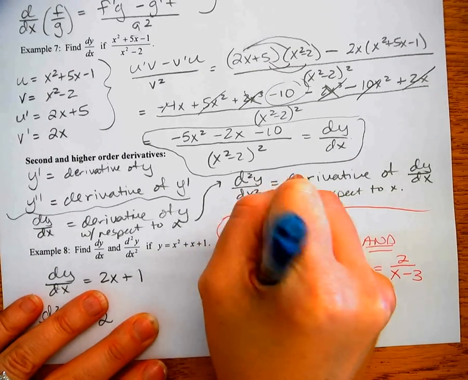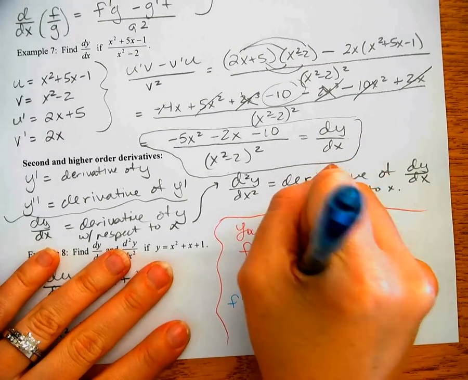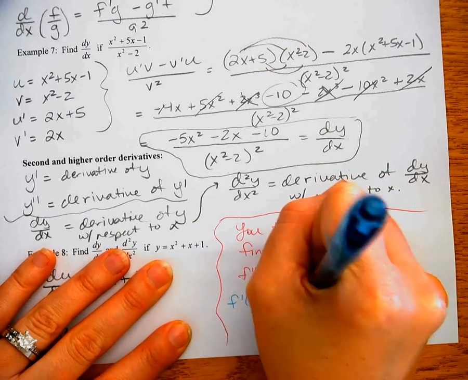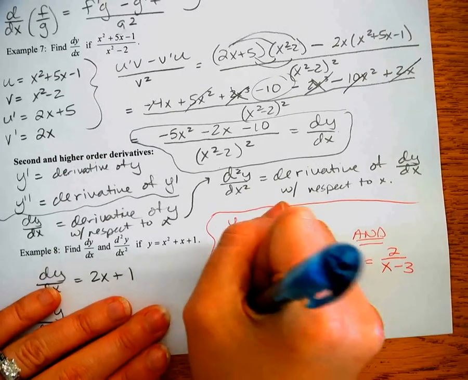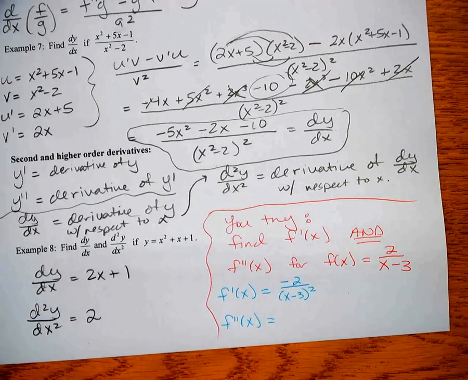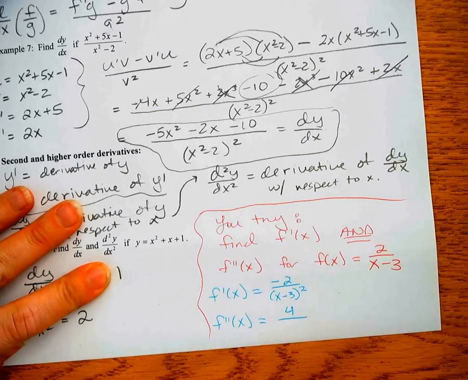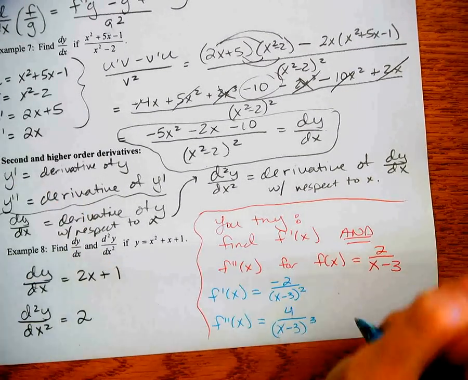For the first derivative, you should have gotten negative 2 divided by x minus 3 quantity squared. That would be our first derivative. For the second derivative, you should have gotten 4 divided by x minus 3 quantity to the third.